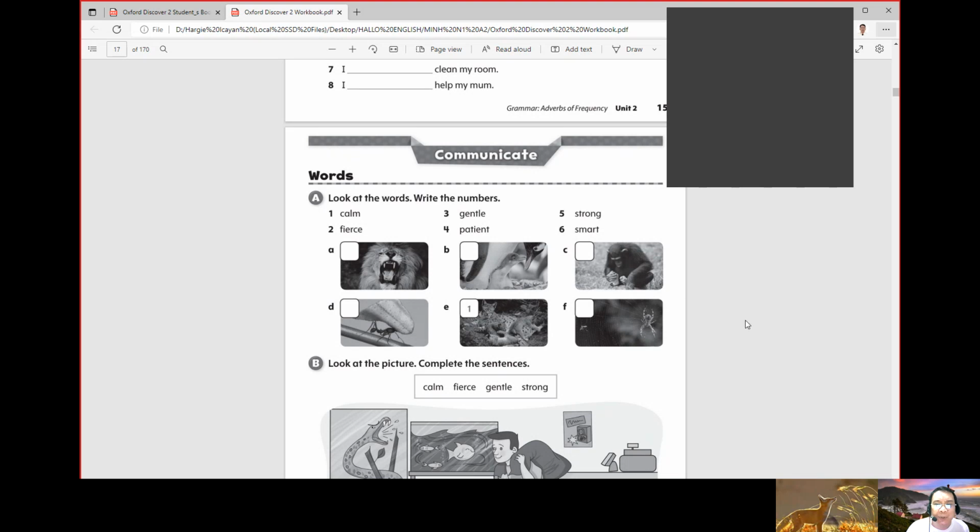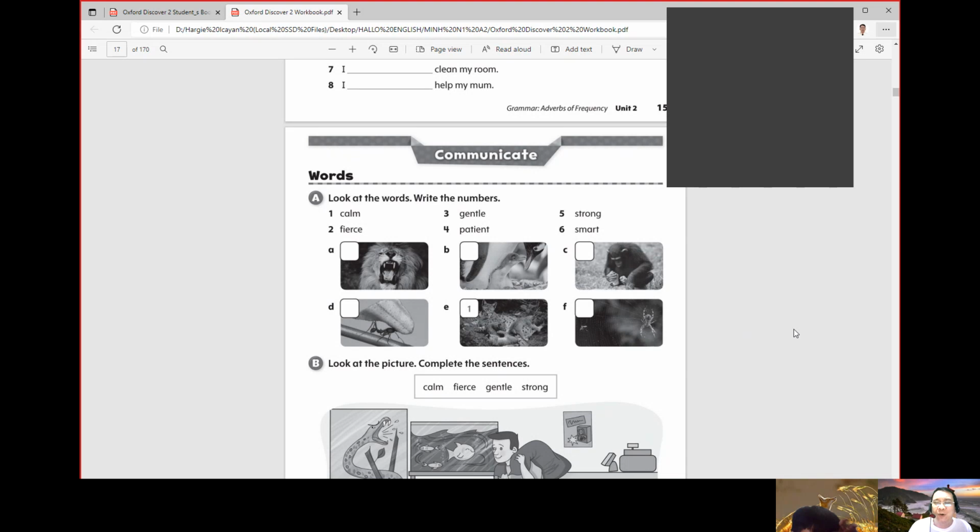Yes, it's a bird. Okay. What about the characteristic of a bird? The answer is number three. Gentle. It's gentle. Okay. But not all birds are gentle, right? Have you seen an ostrich? Yes. Okay.